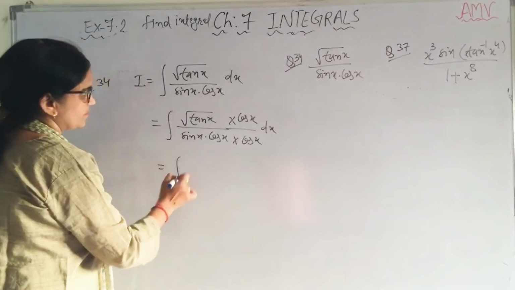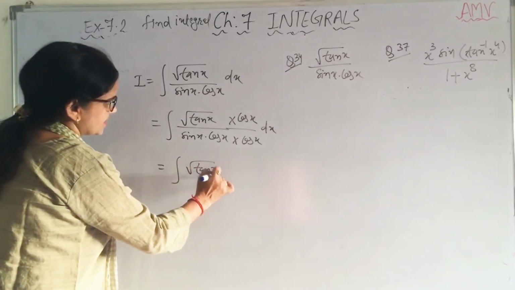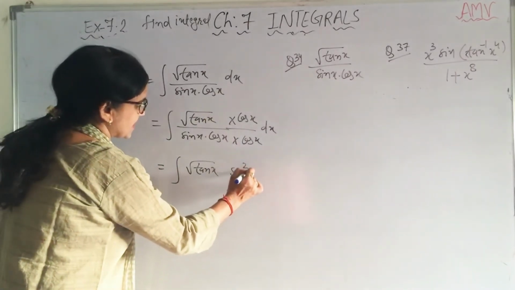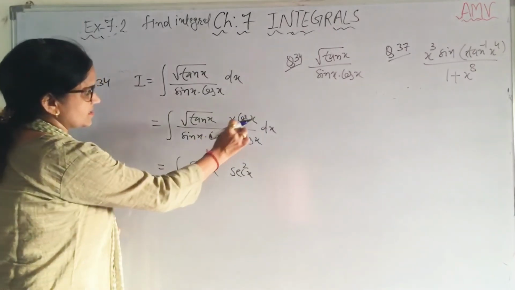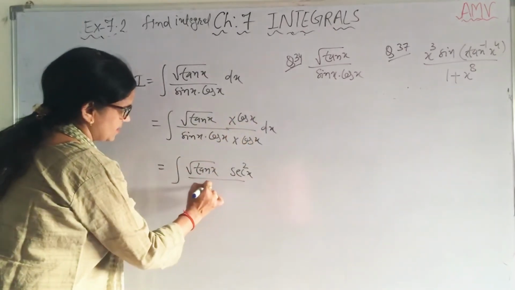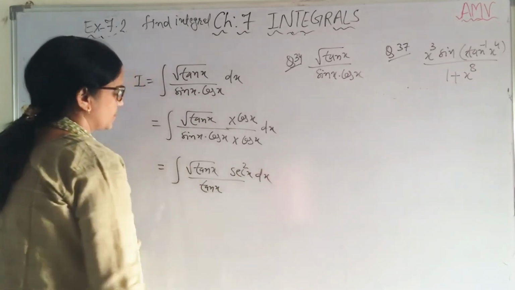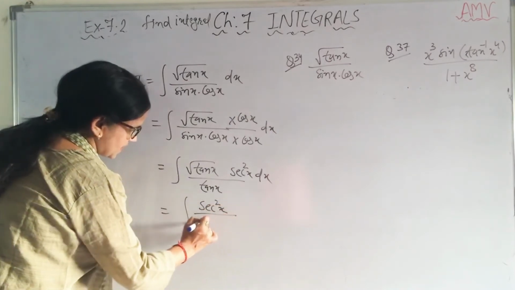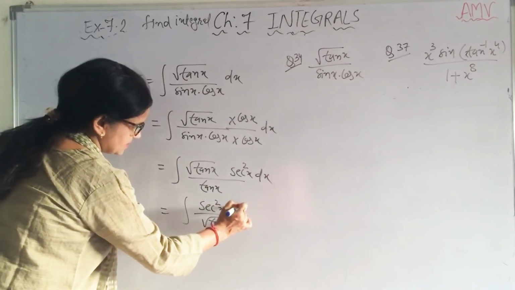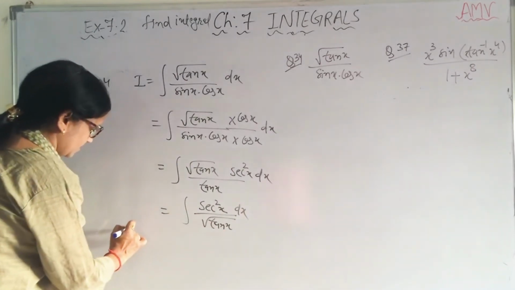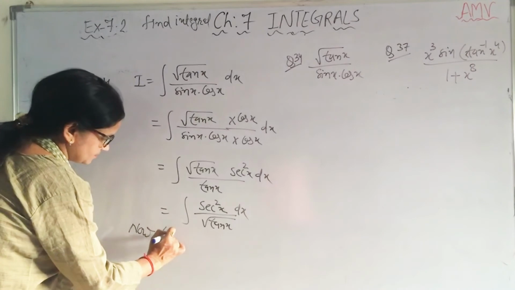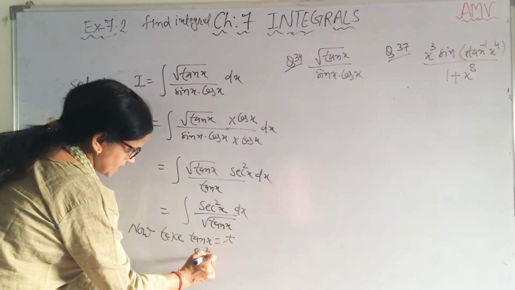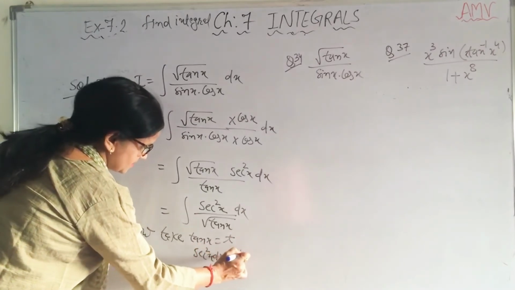So it is under root tan x as it is. Here it is cos square x, and 1 by cos square x is sec square x, and this sin x upon cos x becomes here tan x dx. Okay, in the next step it is sec square x by under root tan x dx. Okay, now take tan x as t, so sec square x dx is dt.